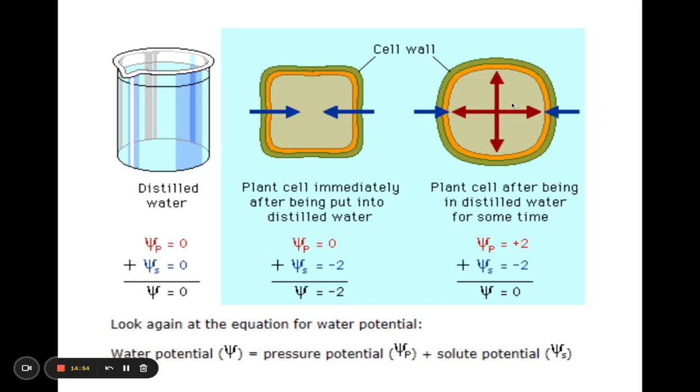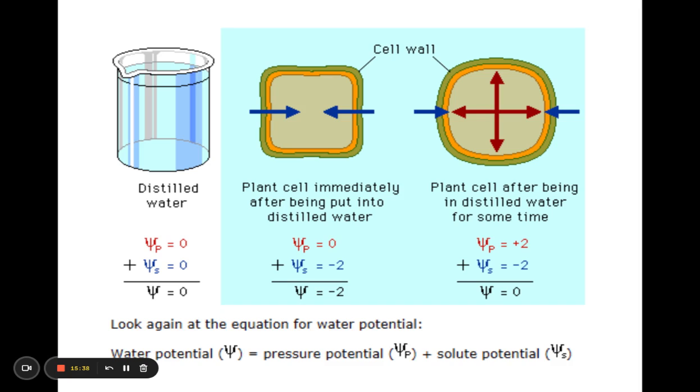pressure is going to build up. And you can see how the cell looks before water, and now it's like an inflated balloon because water has entered. As water enters, the pressure is going to increase, and now we're dealing with a pressure potential. And when the pressure potential becomes +2, remember the solute potential is -2, what's going to happen? Water movement is going to stop because +2 -2 equals 0, and now the water potential of the cell is 0, and the water potential of the cell equals the water potential of the beaker. Net water movement stops when the water potential of the cell is equal to the water potential of its surroundings.